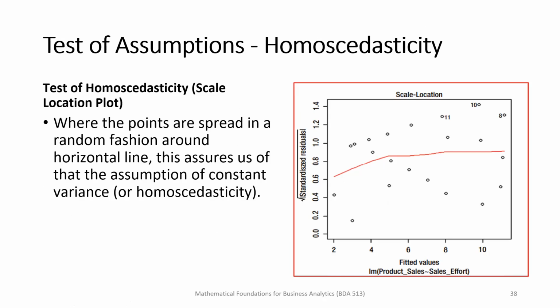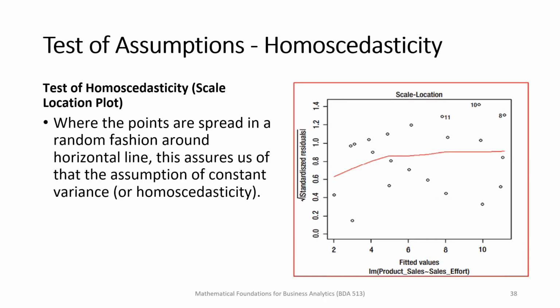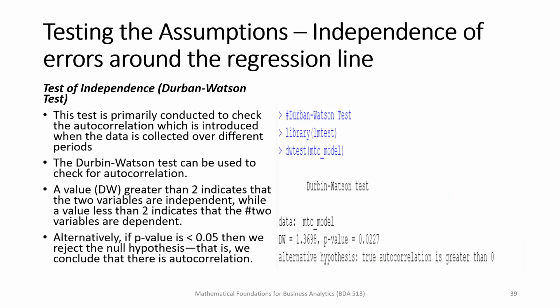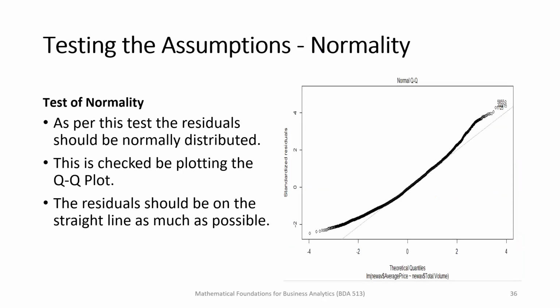So let's see. There's one thing. When we go to R, you will see another one called Cook's distance. I'll explain that as well. And then we have the test of independence. Here we can use the Durbin-Watson test. I'll show you how it is done in R. So let's go to our R and see if we can see all of this there.